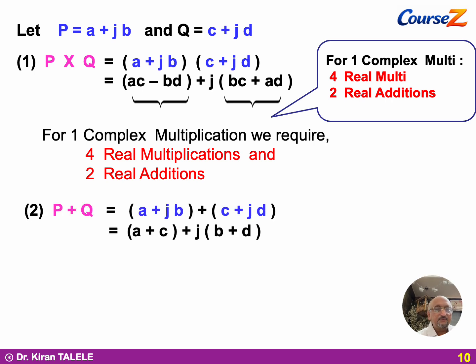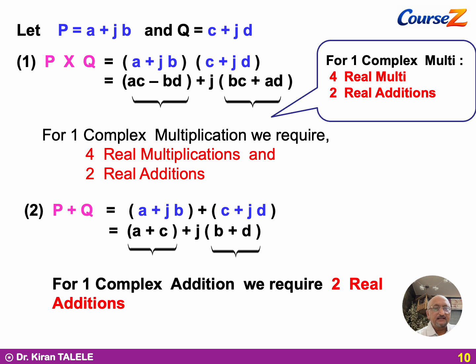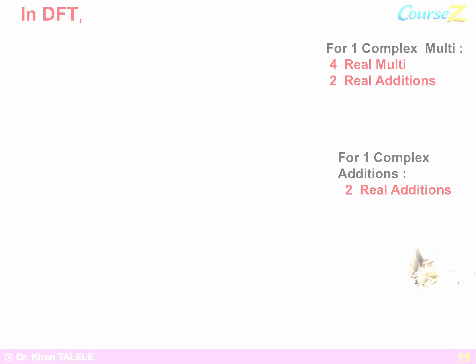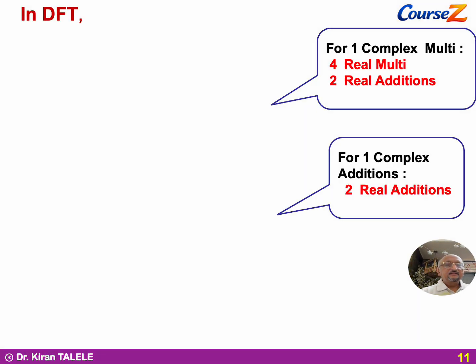When we add 2 complex numbers, we actually add 2 times and there are no multiplications, only 2 real additions. This one and this one. So for 1 complex addition, we get 2 real additions. Let's now take a DFT example where there are total N square complex multiplications.